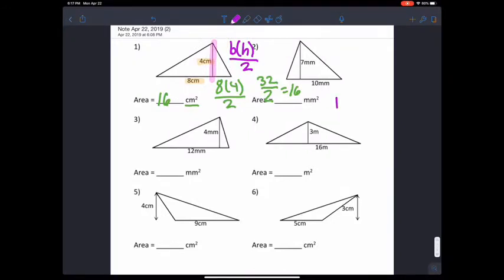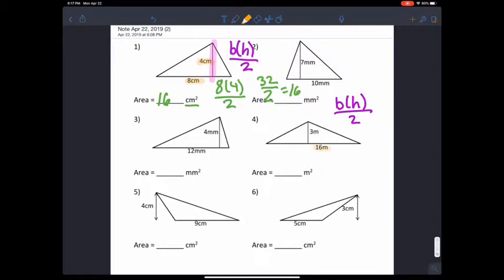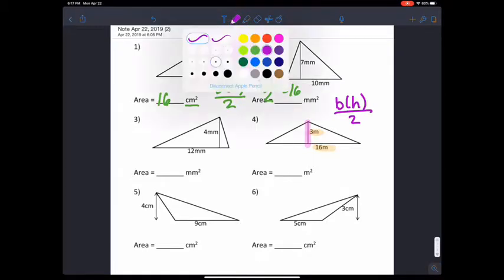Alright, now we're going to move on to a different example. We're going to write the formula, base times height divided by 2. And here's your base, your height. And again, you know it's your height because of this little line right here, which connects from the base to the top vertex of the triangle.